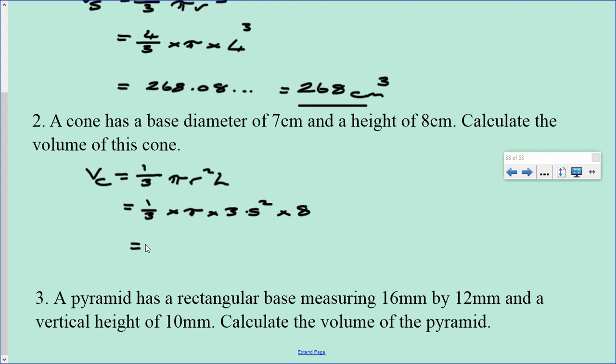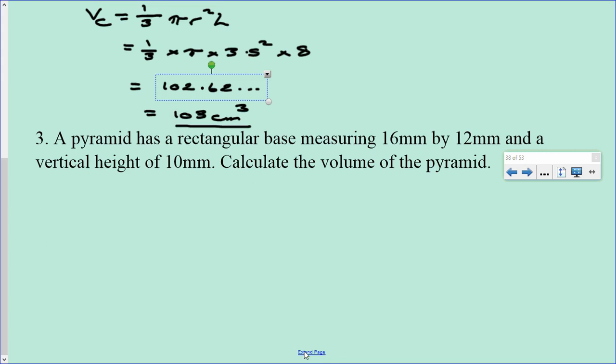And then we put that in our calculator and get 102.62... But it doesn't specify in this one, so I would just round it to 103 centimeters cubed. If you've left it as 102.62, that's absolutely fine. If they don't specify, they can't penalise you for it.